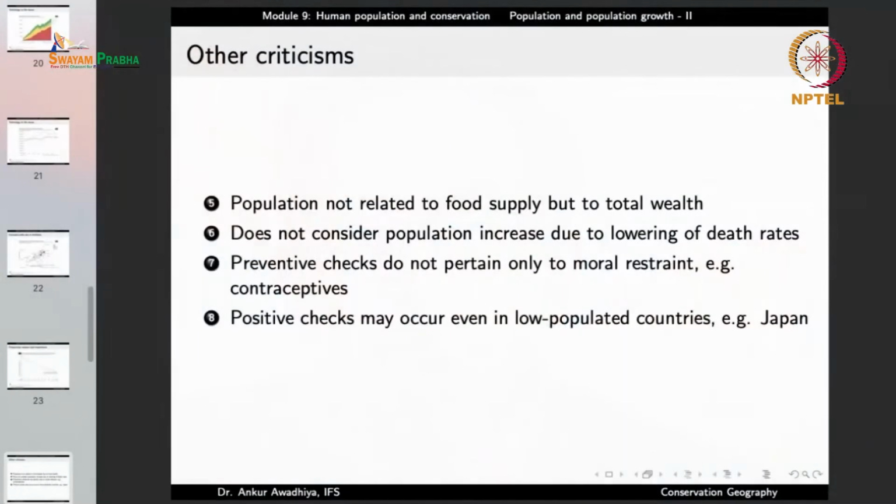So, in place of having a relationship with the food supply, actually there is a relationship with the amount of wealth that people have, the GDP per capita. So this is another criticism. Population is not related to food supply, it is related to total wealth in the society. Then Malthus did not consider population increase due to lowering of death rates.